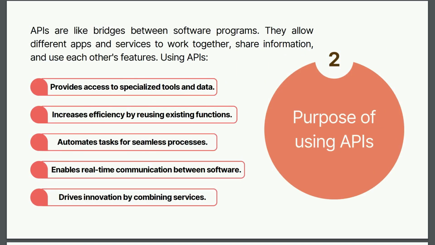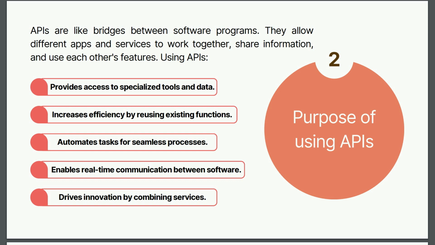APIs are like bridges between software programs. They allow different apps and services to work together, share information, and use each other's features. If you have ever used the InDrive app or Foodpanda, you will have noticed that they have the integration of maps in them. So they are using map APIs to use the map functionality in their program.